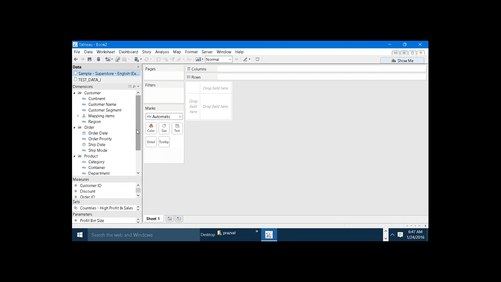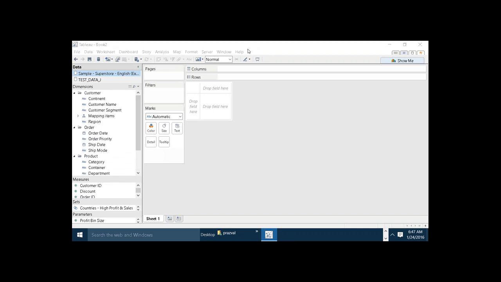Under the dimensions we can identify the different data types. How can we identify the data types here? Here we see one field known as continent. This continent is prefixed with ABC. ABC means it has textual data. And here the order date is prefixed with a calendar icon. It means it is of type date.